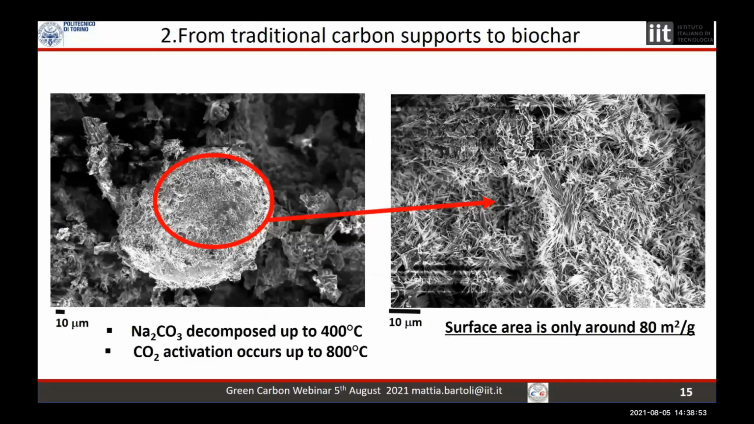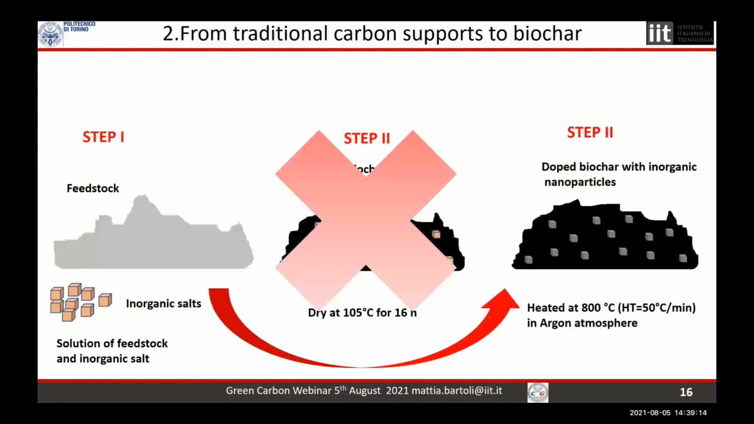This material is the same oilseed rape derived biochar, but covered with needles of sodium carbonate. This is very interesting because basic catalysts could be used in very appealing processes like the production of butanol or the Guerbet reaction for the production of sustainable alcohols. So we also tried to simplify the overall process and tried to pyrolyze the biochar or a feedstock directly mixed with salt in pyrolytic conditions.